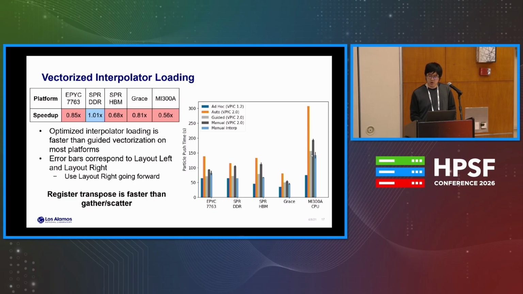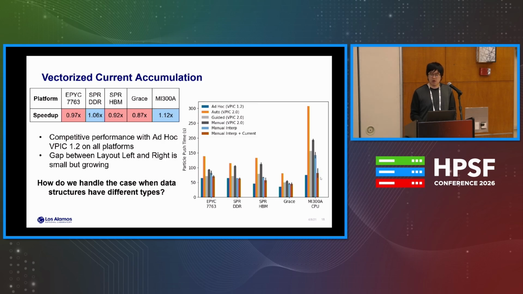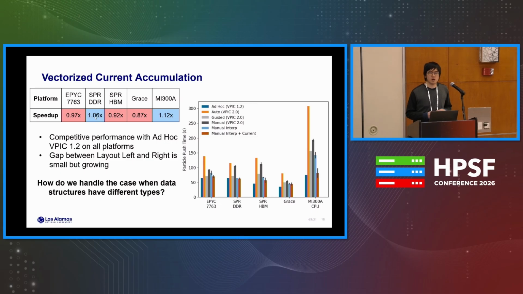And so the error bars here aren't for different runs. It's the comparison between layout left and layout right. And in most cases, layout right with the register transpose is faster than gather and scatter. And if we use the accumulators, the gap between layout left and right actually expands in some cases. But yes, so already just vectorizing the load and store for 2 of our data structures, we're already more or less at parity. But there's still the particles, and we should still at least look at it to see what we can do further.